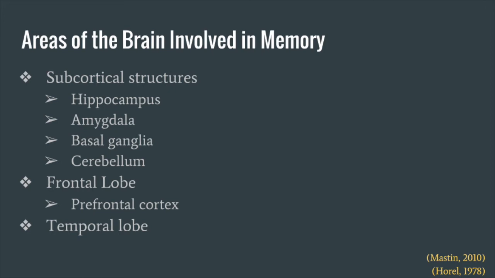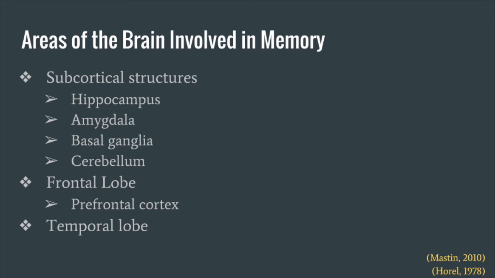The amygdala, located right above the hippocampus, plays a primary role in emotional learning and memory and enhancing emotional memories into long-term memory. The basal ganglia, particularly the striatum, is important in the formation and retrieval of procedural memory. The cerebellum is used in the processing of procedural memories.